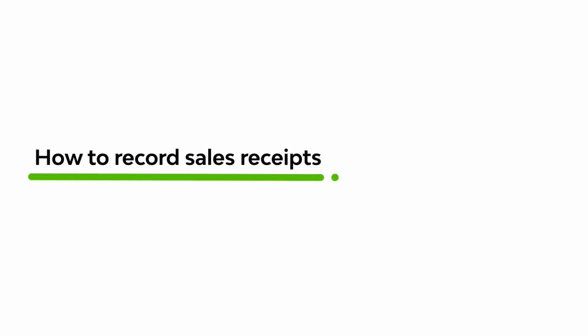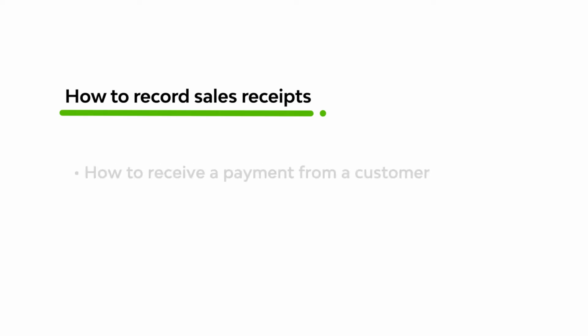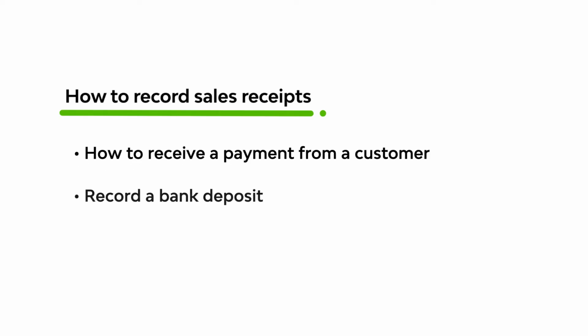In QuickBooks Desktop, you use sales receipts if you charge a customer and they pay you immediately. This is the most common way to record sales for retail businesses and restaurants. But any business can use this method to record sales or donations when you receive payment right away. Let's look at how to record sales receipts and deposit the money you receive.